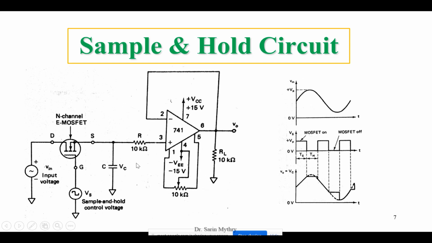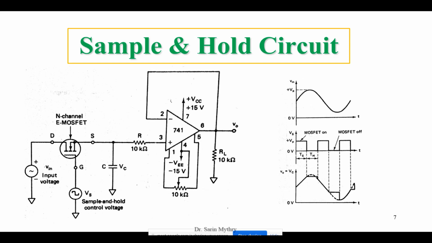So to have a good sample and hold, one important objective is that the capacitor should be a low leakage capacitor. The examples could be Teflon or polyethylene capacitors. Those are the low leakage capacitors. These low leakage capacitors are used in order to hold the charge which is stored in the capacitor.